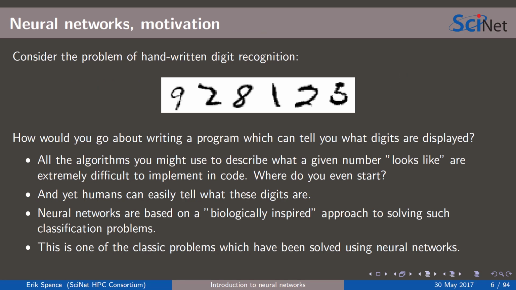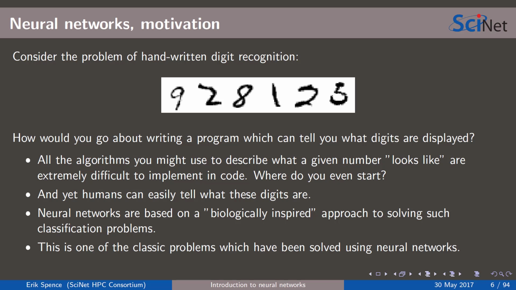The classic problem in neural networks originally, this is old now, the old classic problem was this: handwritten digit recognition. How do you program a computer to read those numbers? You can read them, right? No problem. 928-125, got it. How would you go about writing a program to tell you what digits are displayed? The post office never has people reading addresses anymore, right? This has been a solved problem for 10 years, 15 years now. Post office scans it, the computer reads the numbers and decides where it goes, even if it's handwritten.